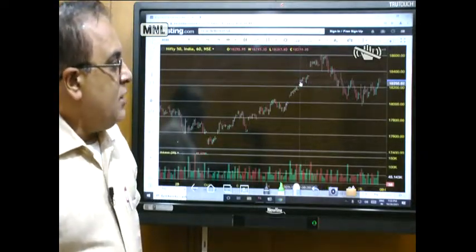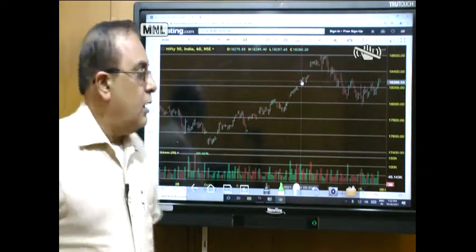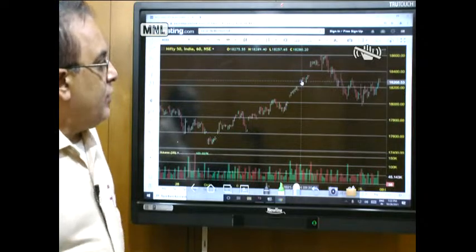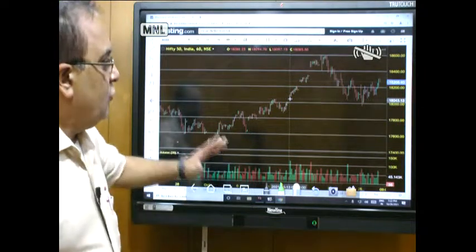Now the question is that after the first hour breakout, you can go for a long. Okay, you can go for a long. Now let us look at the same thing the previous day. This is the previous day. Here also there's a gap up.